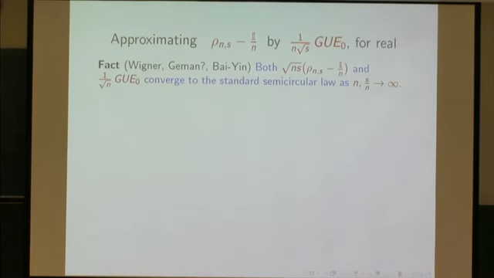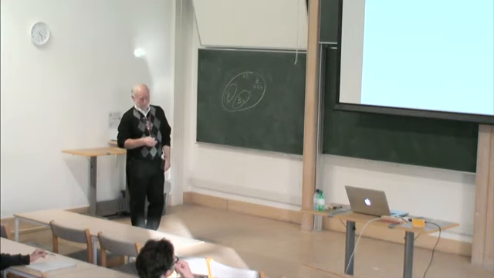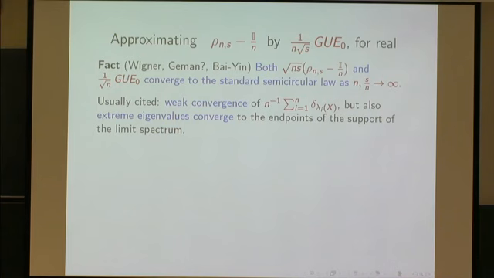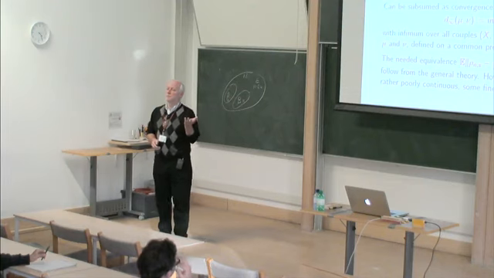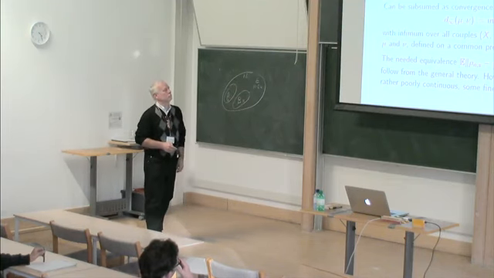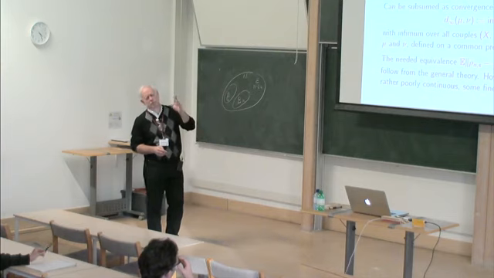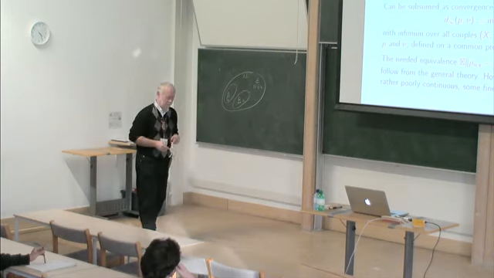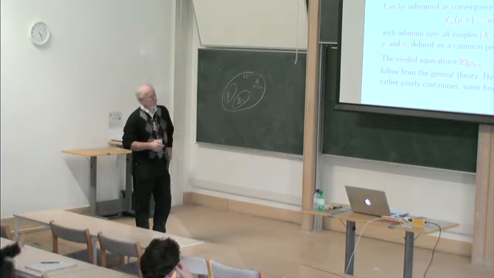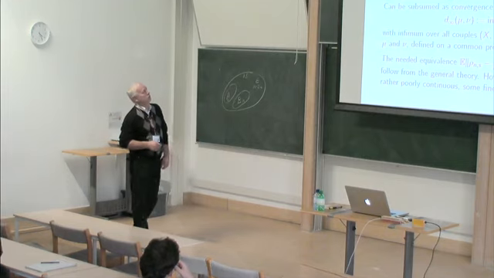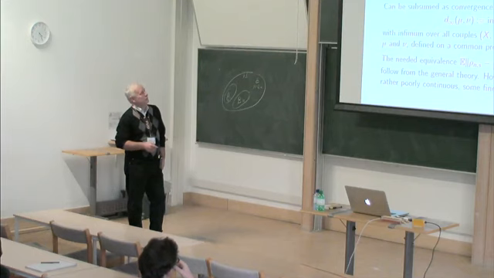So again, as Benoit was saying, usually the limit theorems for random matrices are stated, maybe let me show the entire page again, are stated for empirical spectral measures, or empirical spectral distributions, whatever.